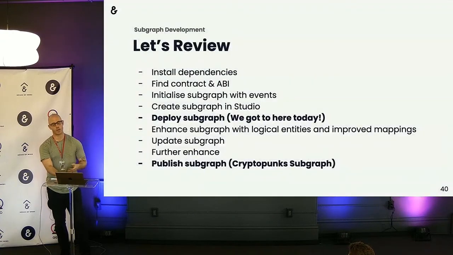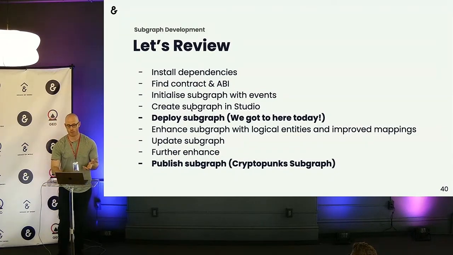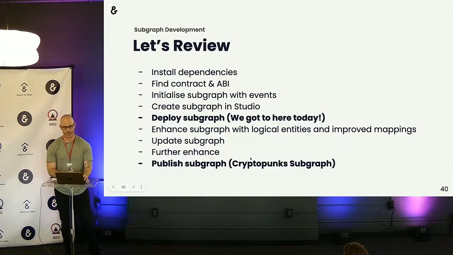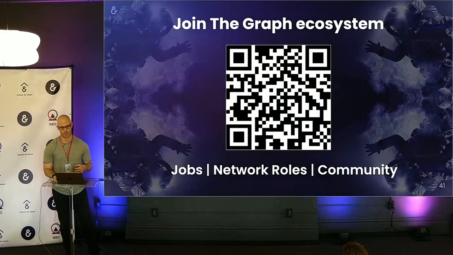So to review, we've installed dependencies, found the contract, initialized the subgraph with events, created a subgraph in Studio, and deployed a subgraph. Now, up to you guys is enhancing your subgraph with logical entities and improved mappings. I would really recommend you do that. Also update your subgraph, further enhance it, and eventually, when you're ready, publish your subgraph to the decentralized network. And that is the CryptoPunks subgraph that I referenced earlier that is active on the network.